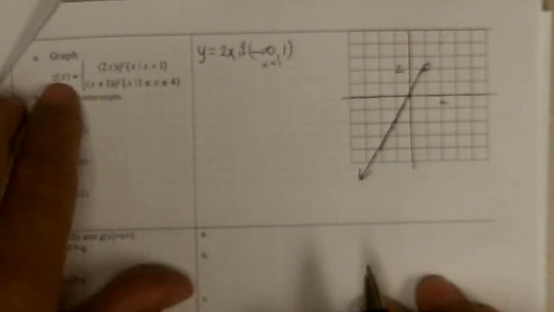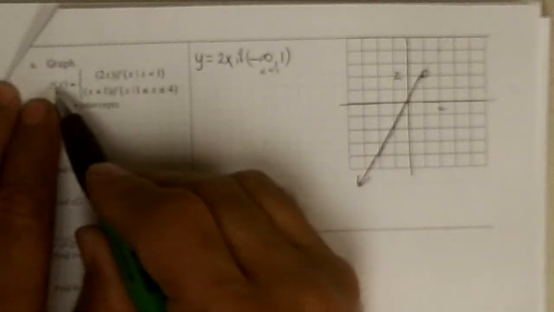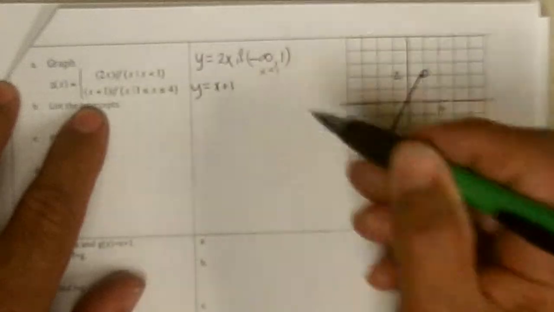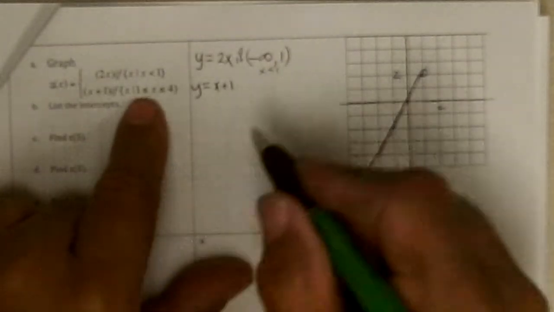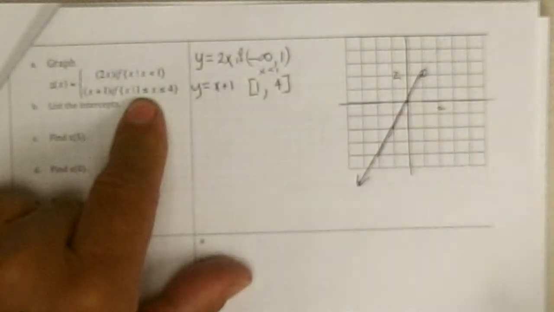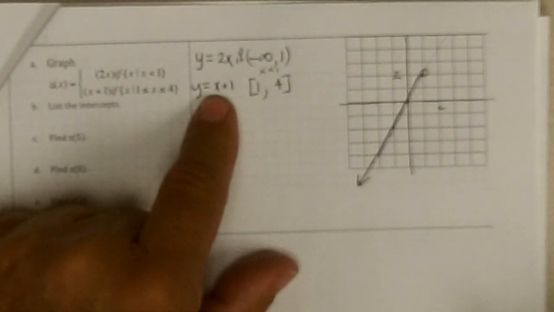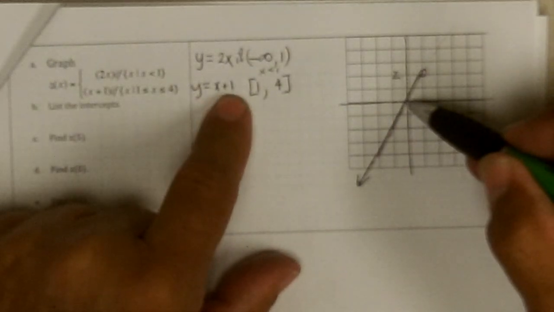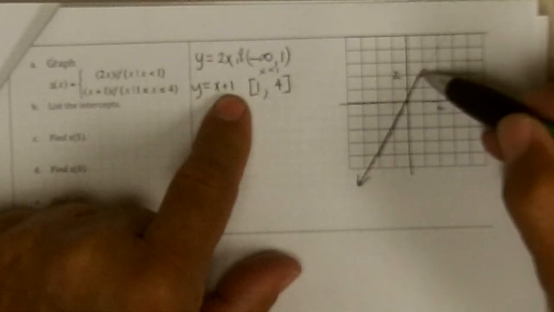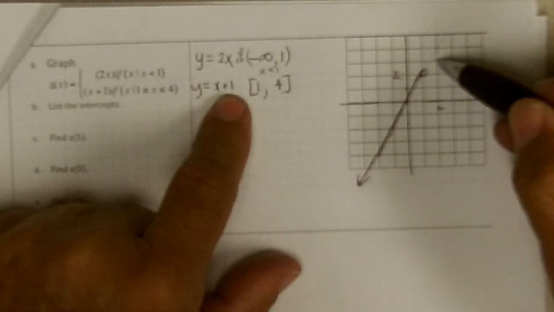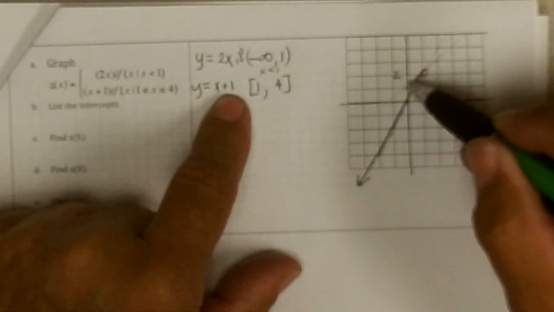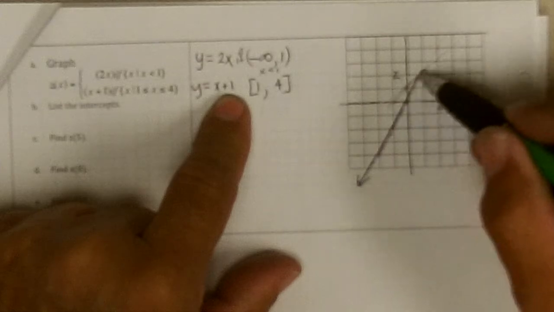Now let's do the second half of this piecewise defined function. It says y equals x plus 1. And this is from 1 to 4. Well, let's draw x plus 1. If x is 0, y would be 1. If x was 1, y would be 2. And if x is 3, we'd get 2 would get 3, 3 would get 4, and it looks like this. Yeah, right there.